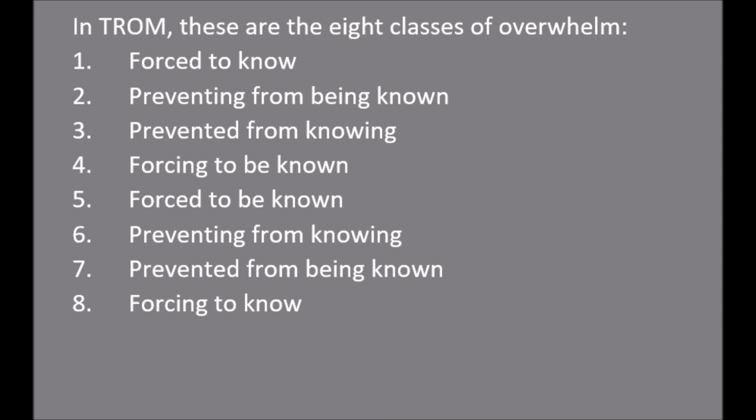Those who expose your secrets are forcing you to be known. Those who spread bad news are forcing you to know. Keeping a secret from someone else, not answering a question, hiding a crime. In TROM, these are overt overwhelms of preventing from knowing. The person who does not know your secret, nor your crime, is receiving motivator overwhelms of being prevented from knowing. You get the idea. When you commit the overwhelm, whether it is an enforcement or prevention of knowing or being known, it is an overt. When you are forced to or prevented from knowing or being known, it is a motivator.